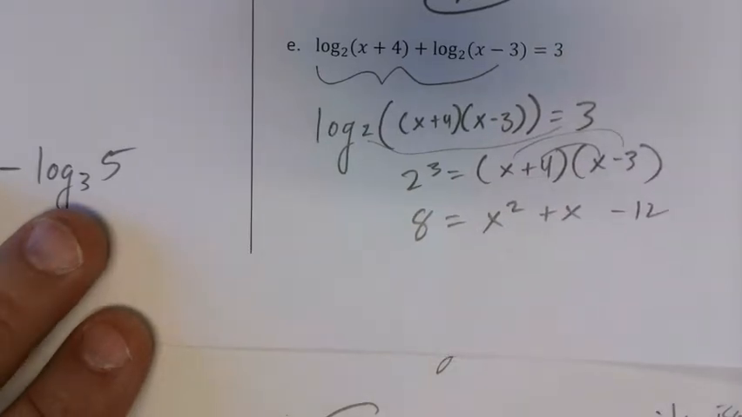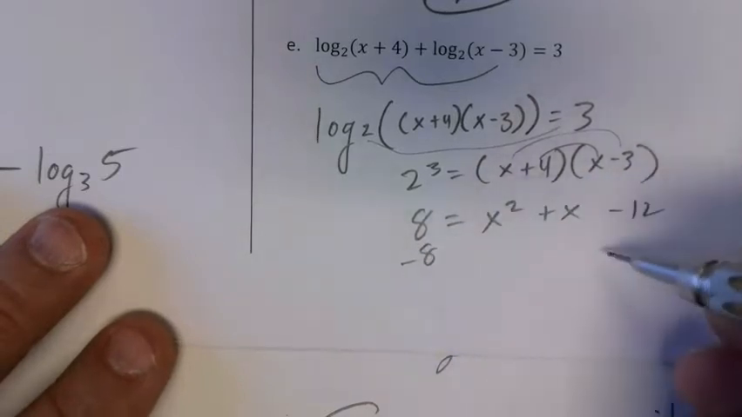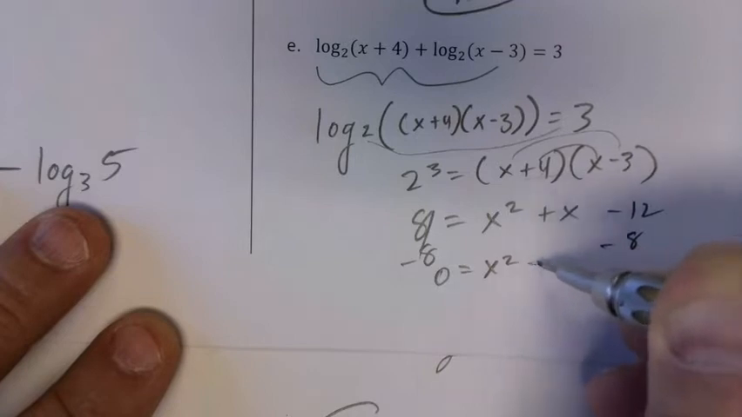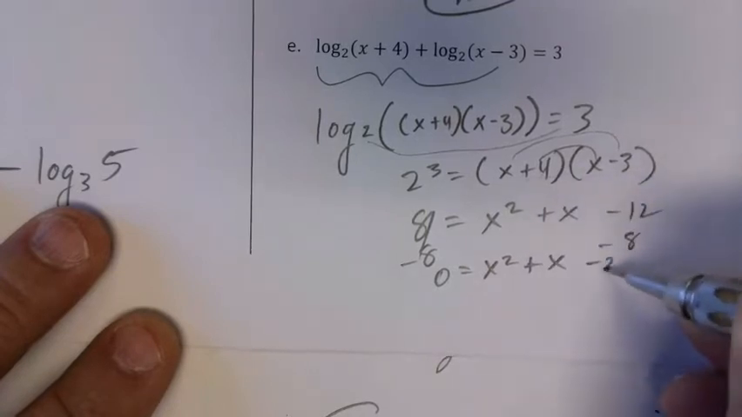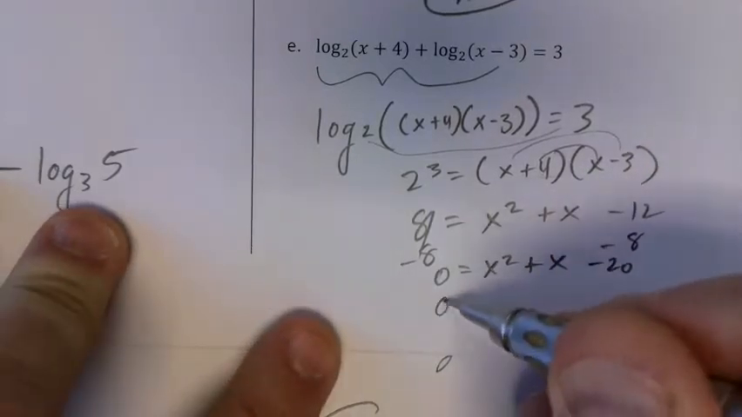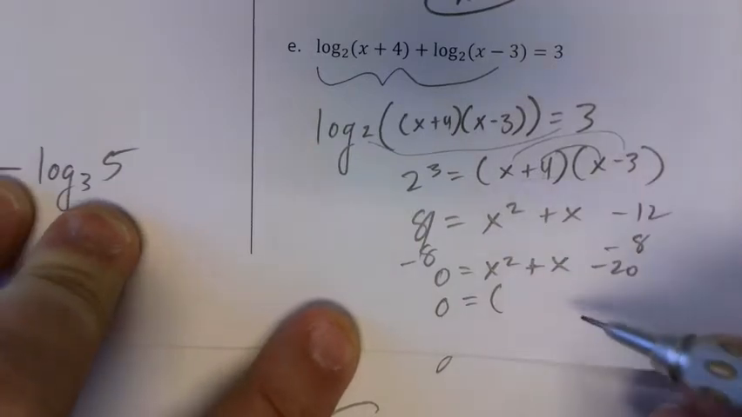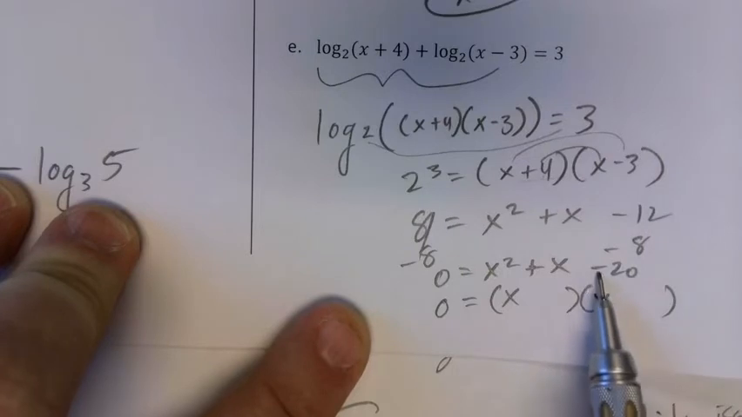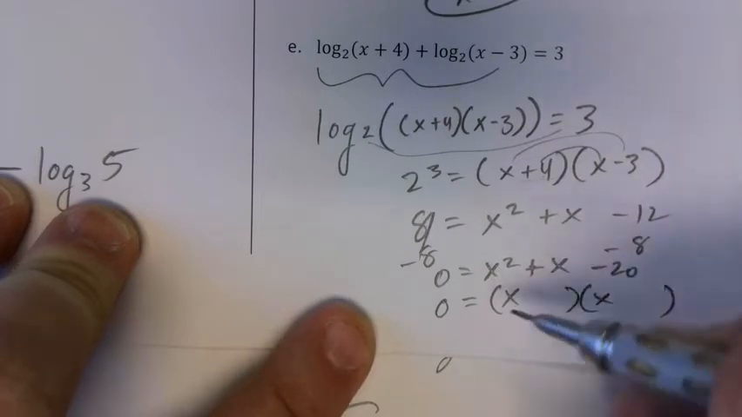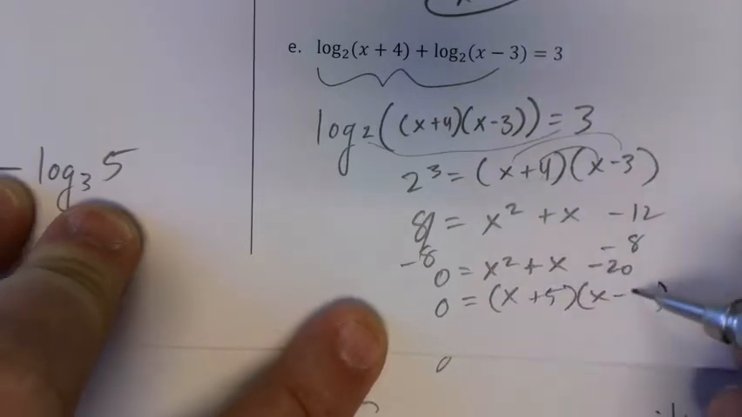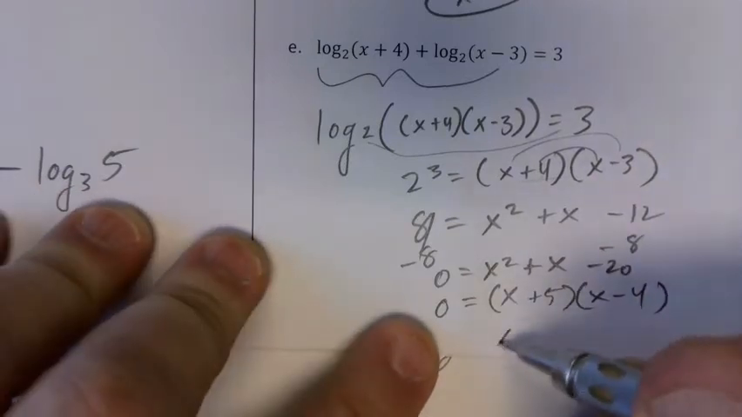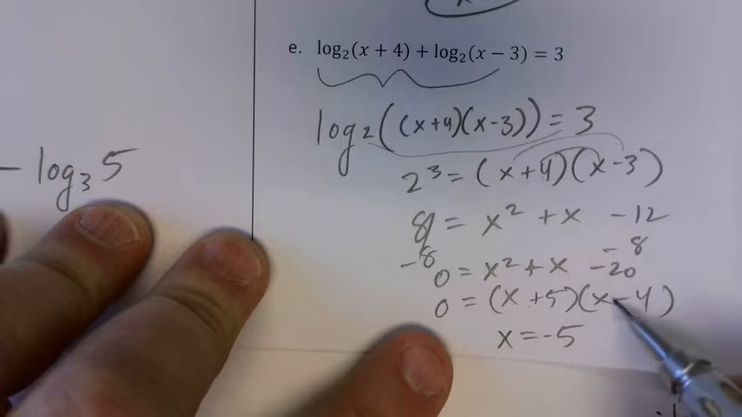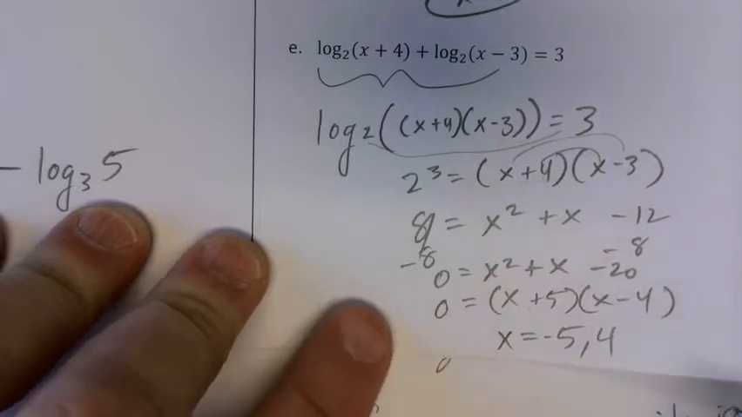This is a quadratic. So I'm going to set it equal to 0 by subtracting 8 from each side. I get 0 equals x squared plus x minus 20. And I can factor that. 0 equals, factor it, x and x. Factors of 20 that subtract to make 1 are going to be positive 5 and negative 4. And so I end up getting x equals negative 5, because negative 5 plus 5 equals 0, and 4, because 4 minus 4 equals 0.